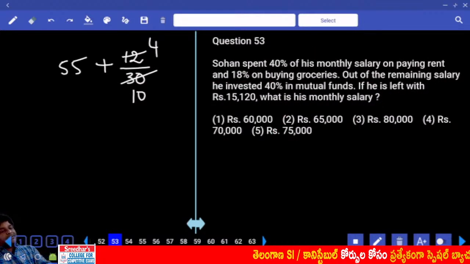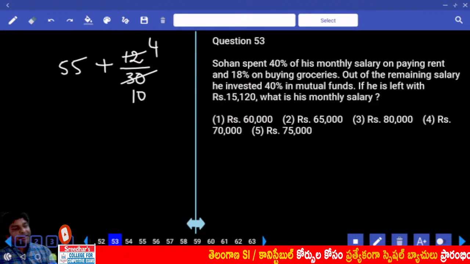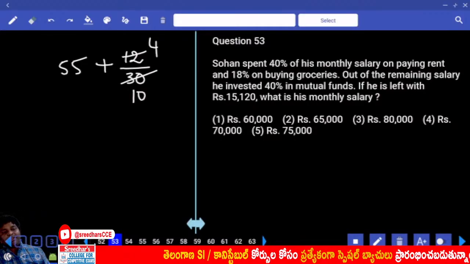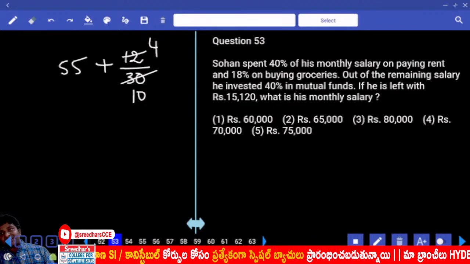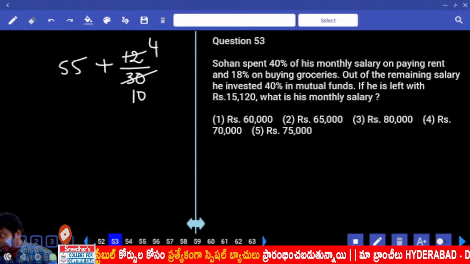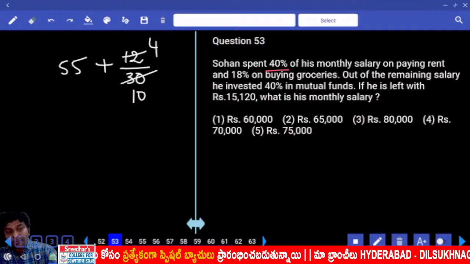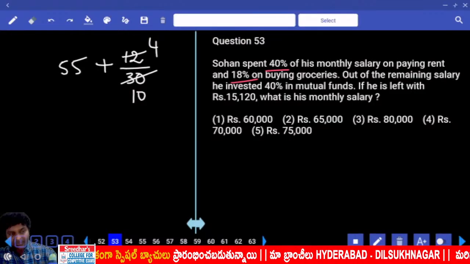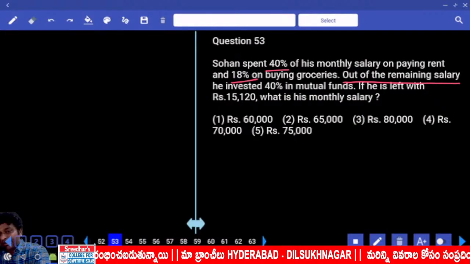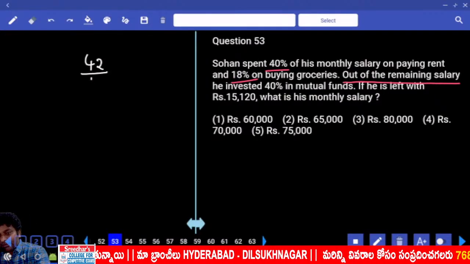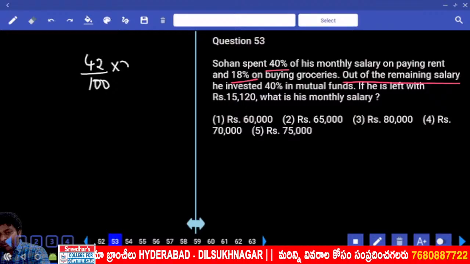Sohan spent 40% of his monthly salary on paying rent and 18% on buying groceries. So both of these percentages are calculated on initial income only. So far, how much percentage is over? Remaining 42. Out of the remaining, that is 42%, I'll treat it as 42 by 100.